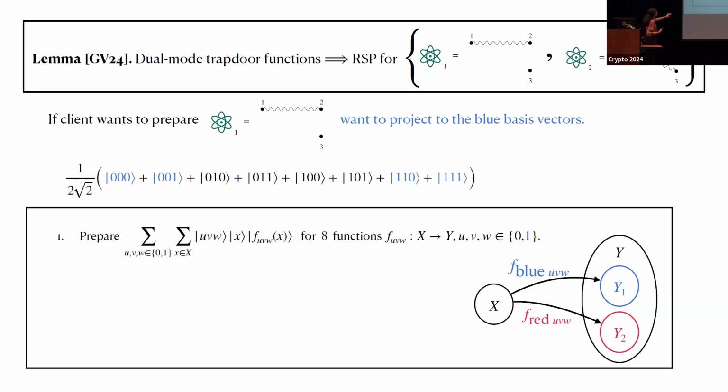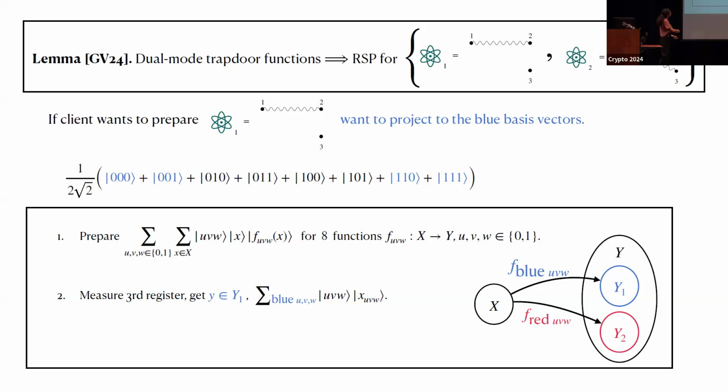So we have 2 registers. The first register now has 3 qubits because it's a 3-qubit state. And the second register is a uniform superposition over the input domain. And in the third register, instead of having 2 functions, now we have 8 functions, because they're indexed by 3 bits, u, v, and w. And ideally, if we measure the third register, we want to sort of collapse to only the UVWs that are blue.